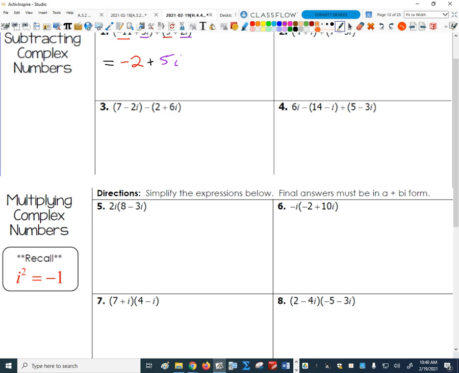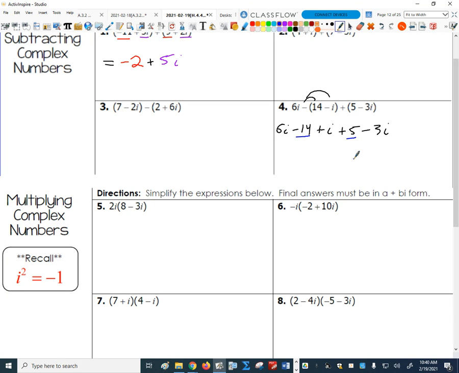If I'm subtracting, what would you normally do if that were an x? Wouldn't you just distribute the negative sign and add, right? Everybody agree? That's how we would add this stuff. If these were x's instead of i's, we would just get 6i. If I distribute the negative, I get minus 14 plus i plus 5 minus 3i. And then I'm just going to add up the like terms.